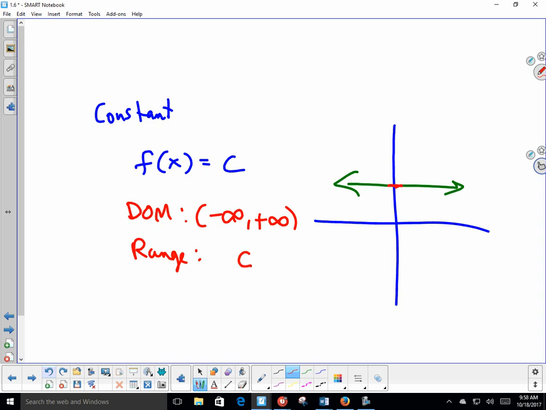I don't know how you want to write that. You could just write it like the Y values have to equal C. Or in interval notation, I guess we could say, I want to go from C to C. I don't really like that method. Let's just say Y equals C. And then the graph is a, what kind of line? Avery? Horizontal. Horizontal, thank you.